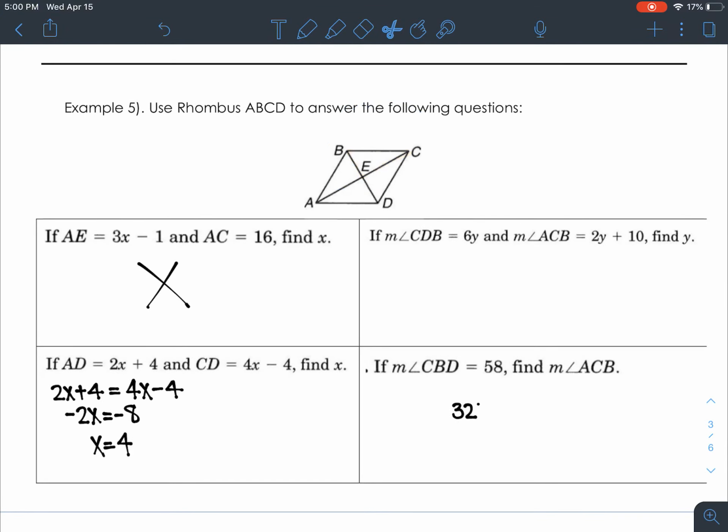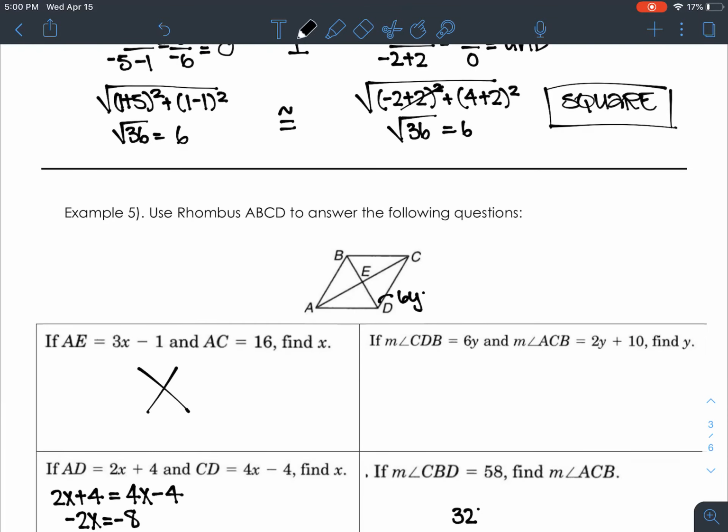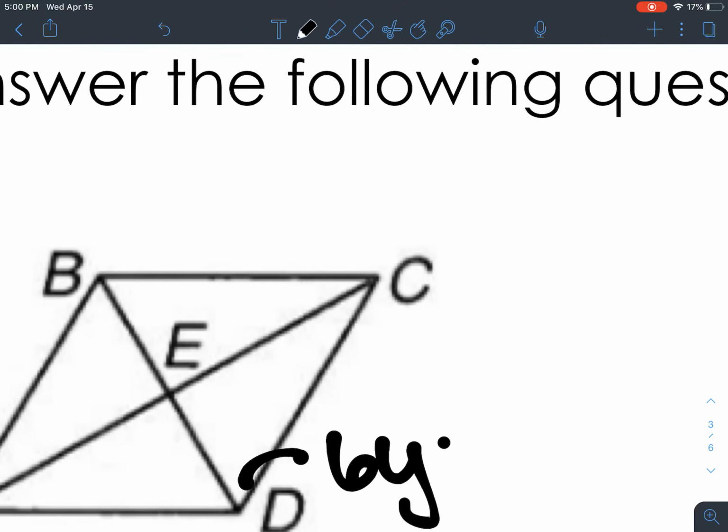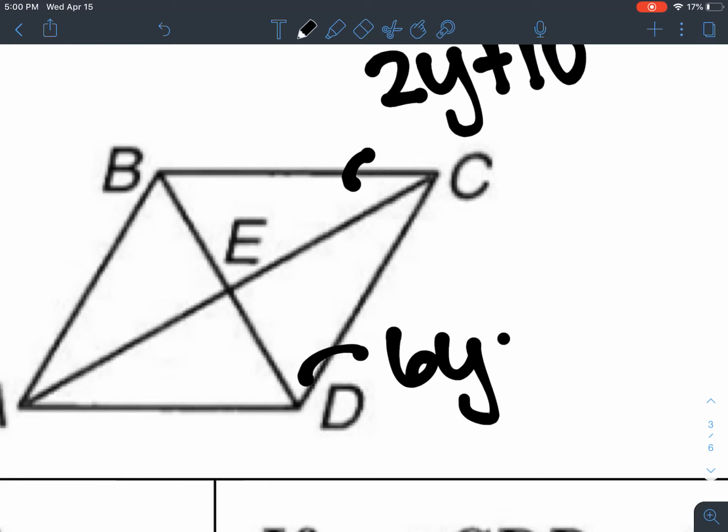Okay, let's do this next one. This next one says angle CDB is 6y and angle ACB is 2y plus 10. So here's what I know. I know that the diagonals of a rhombus are perpendicular, so I know that this is a right angle. But what else do I know about the diagonals of a rhombus? And that is that they are angle bisectors. Remember, we haven't really used that yet.